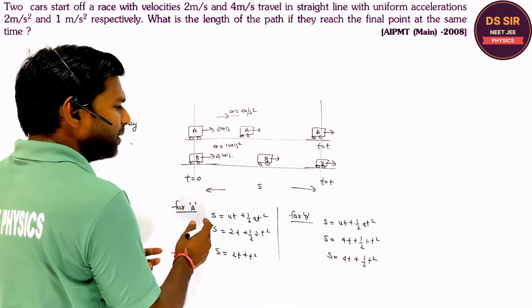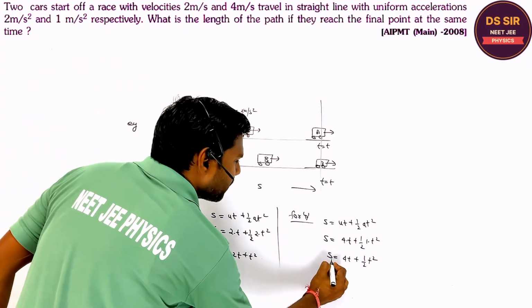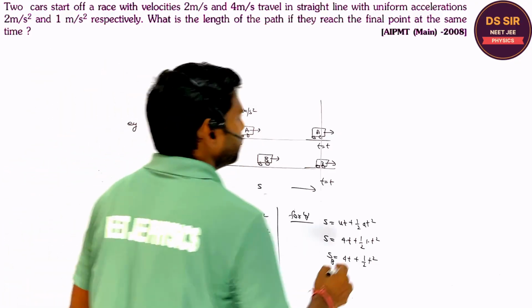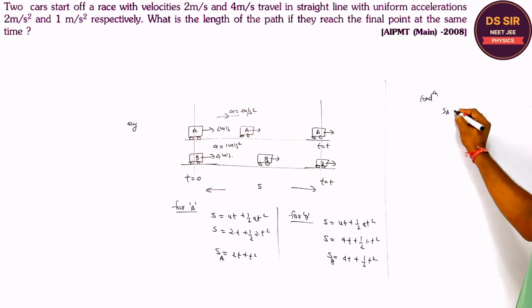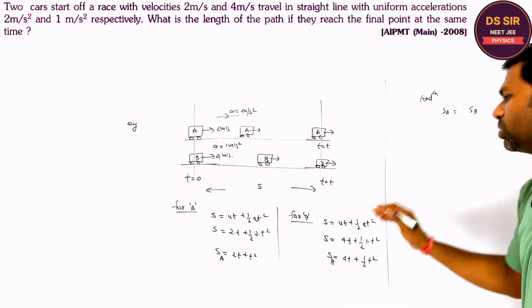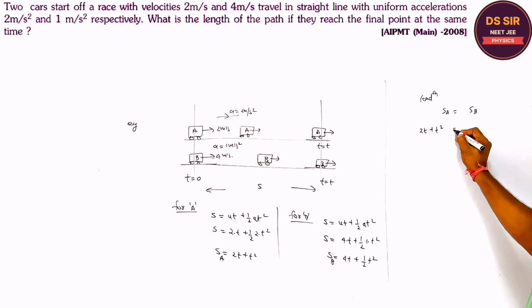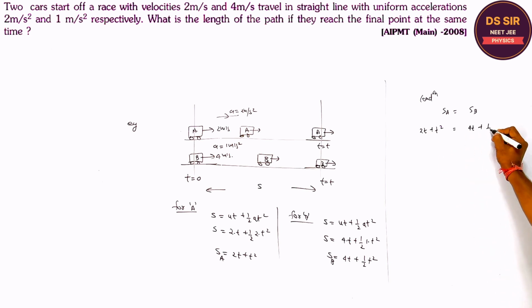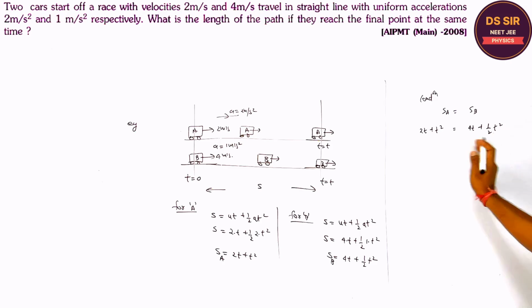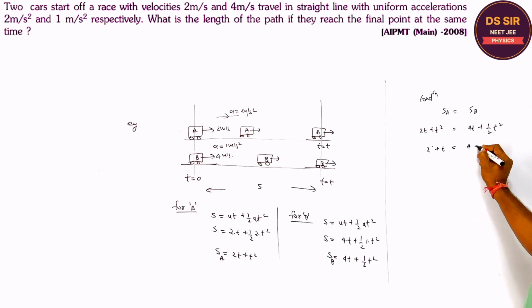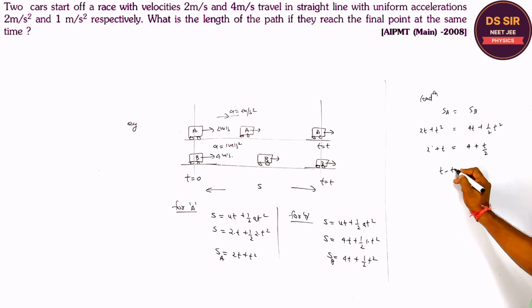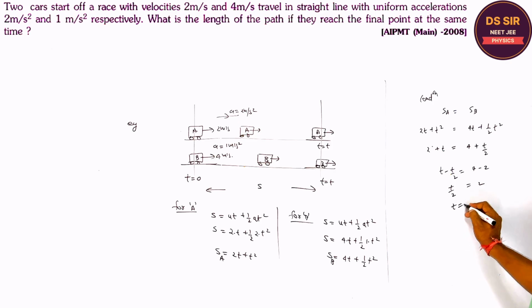Now both displacements in time t, for car A and for car B, are the same. So what is the condition? The condition is that after time t the displacement of A and the displacement of B are equal. Therefore 2t plus t square must be equal to 4t plus half t square, right? So t square will cancel out, 2 plus t is equal to 4 plus t by 2, right? If you simplify, 4 minus 2 is equal to 2, so t by 2 is 2, so t is equal to 4 second.